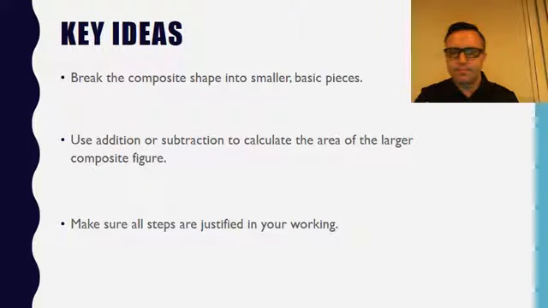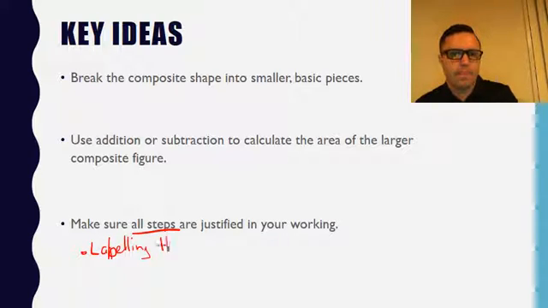So the key ideas, firstly, as I showed you, you need to break the composite shape up into smaller, more basic pieces that you do know how to calculate the areas of. Then you use addition or subtraction to calculate the area of the larger composite figure. And this one's really important: make sure all steps are justified in your working. One way you can do that is by labeling the basic parts properly so that you can see what's going on, that is area 1, area 2, area 3, etc.